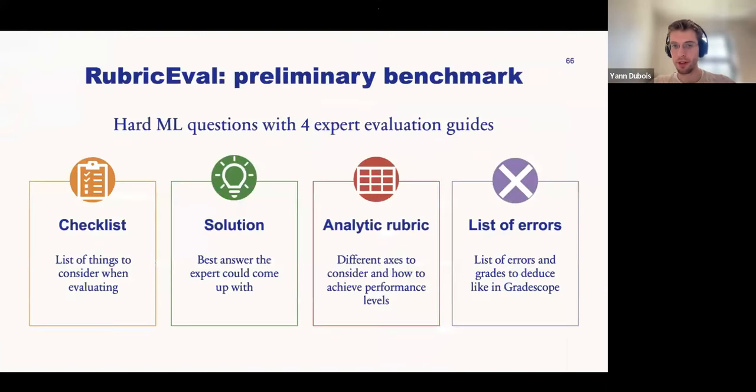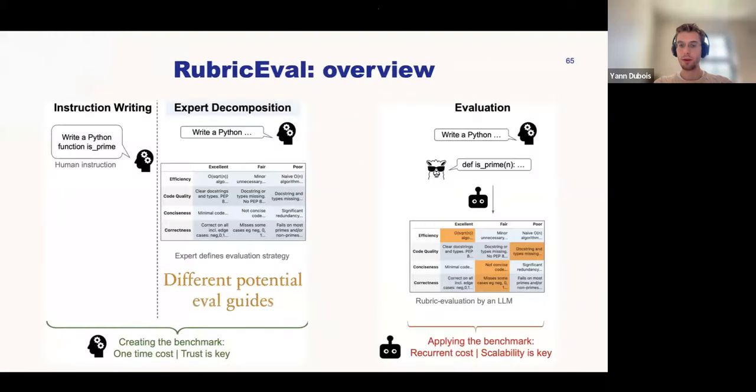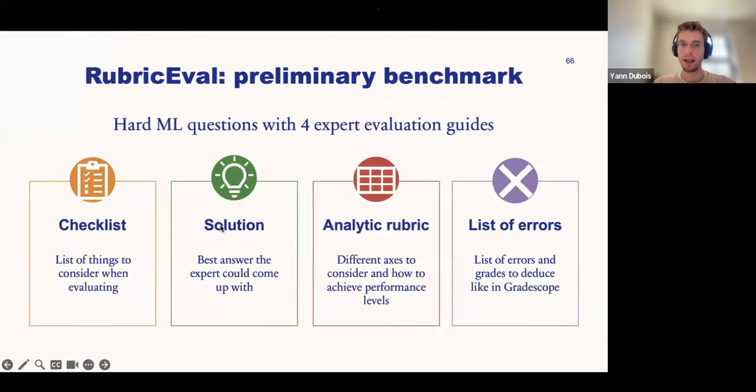Oh, maybe one thing before talking about benefits, I just want to mention that there are actually many different possible ways. I just talked about analytic rubrics, but there might be other ways of writing these evaluation guides. One possible way is to write checklists, just a list of questions where the expert would say, oh, LM, you should consider all these things in the answer. Another one is to write the actual answer. So maybe the expert might write, here's a potential answer, and here's what you should be looking at when evaluating the answer from the LM.